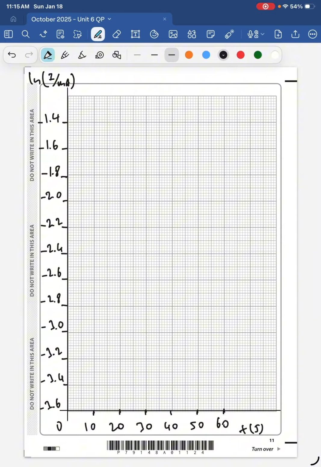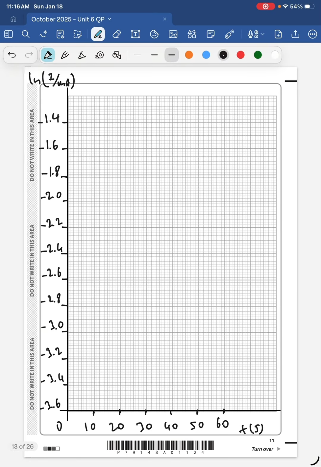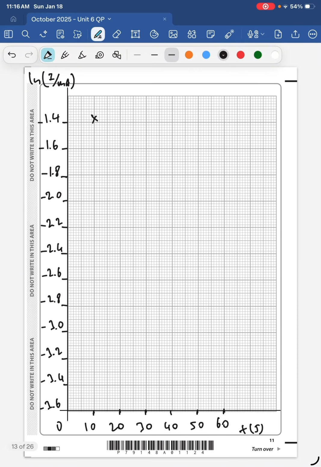Okay, these are our really nice axes. Now we will enter the points. The first pair is 10 and minus 1.44. So 10 is over here, and 1.44 is over there. I will continue like this and accelerate the video again, obviously, but let me show you one more. For 20, we have minus 1.8. This is very straightforward.